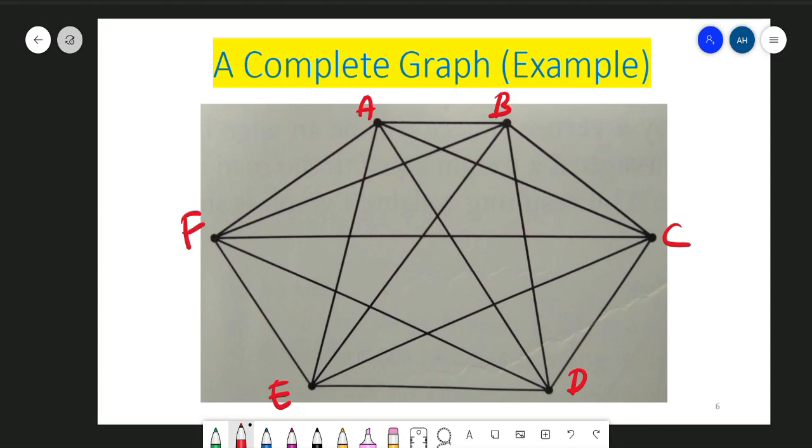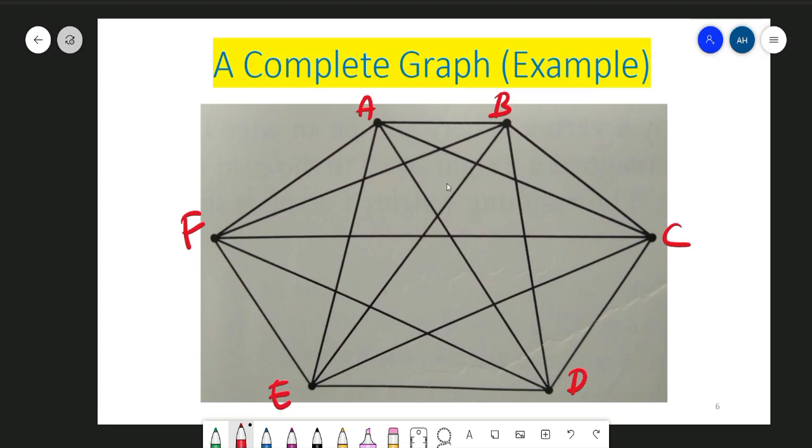Now, why do we say that this graph is complete? Because there is a direct edge between every pair of vertices in this graph. For example, from A to C, do you have a direct edge? Yes. From A to C, you have this one. From B to D, yes, you have this one. How about from F to D? You have this one. Okay.